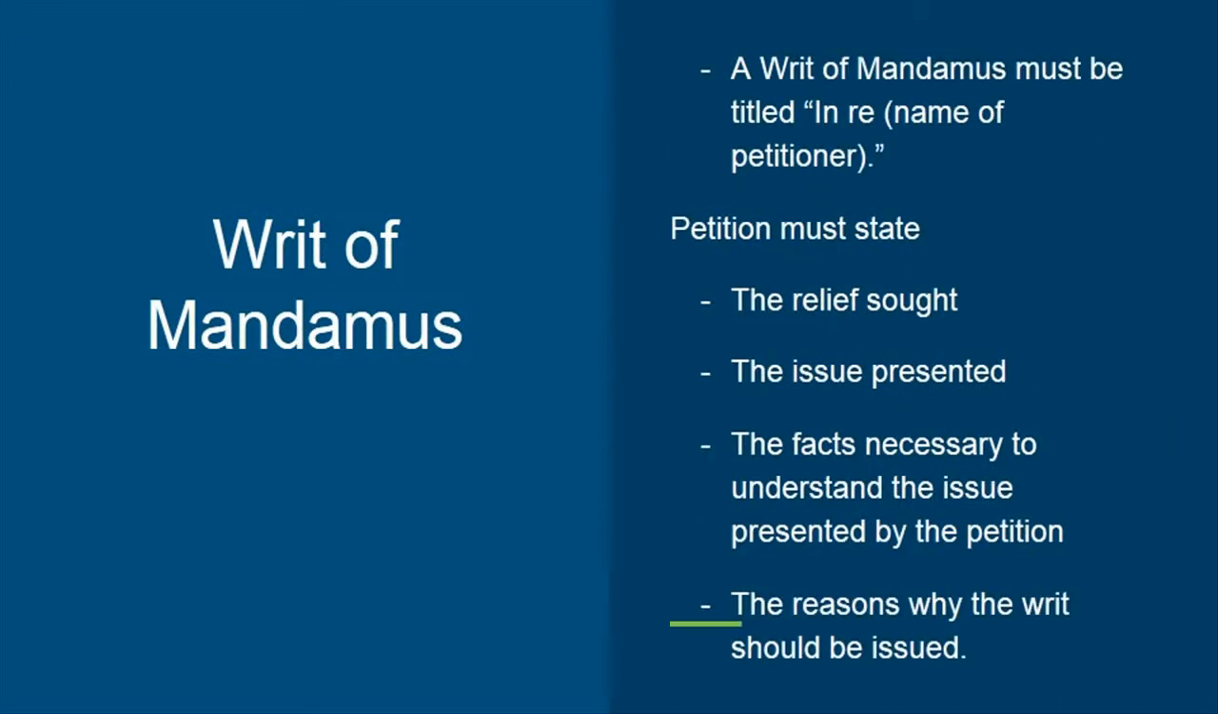A writ of mandamus must be titled "In re [name of petitioner]." When submitted to the court, the petition must state the following: the relief sought, what the petitioner is asking for; the issue presented, the facts necessary to understand the issue presented by the petition, details concerning the case; the reasons why the writ should be issued, the importance of the previous court decision to be upheld. A writ of mandamus is typically written by the lawyer.